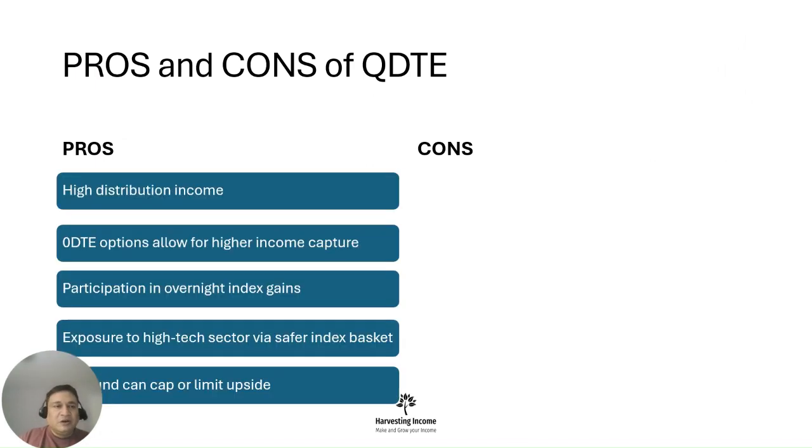Okay, quickly the pros. We are familiar with most of them, but I'll quickly summarize this. High distribution income, that's the key advantage for the QDTE. And zero DTE options allow for higher income capture, because instead of doing monthly calls, if you're doing daily calls, you have a higher chance of making profit.